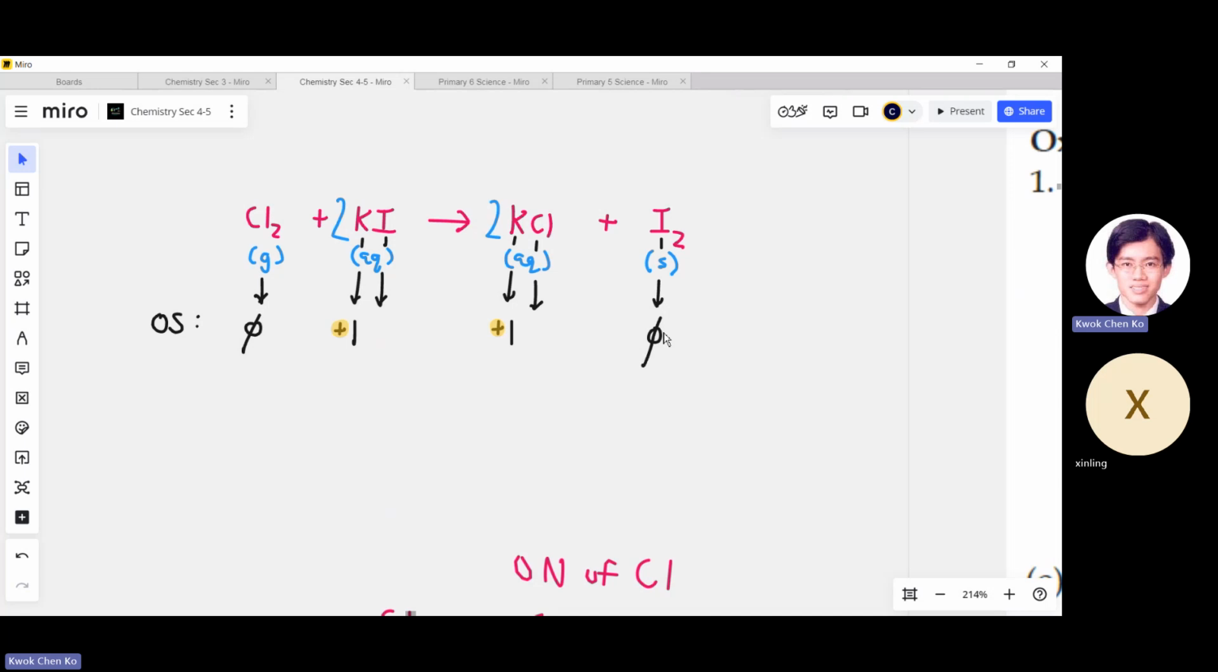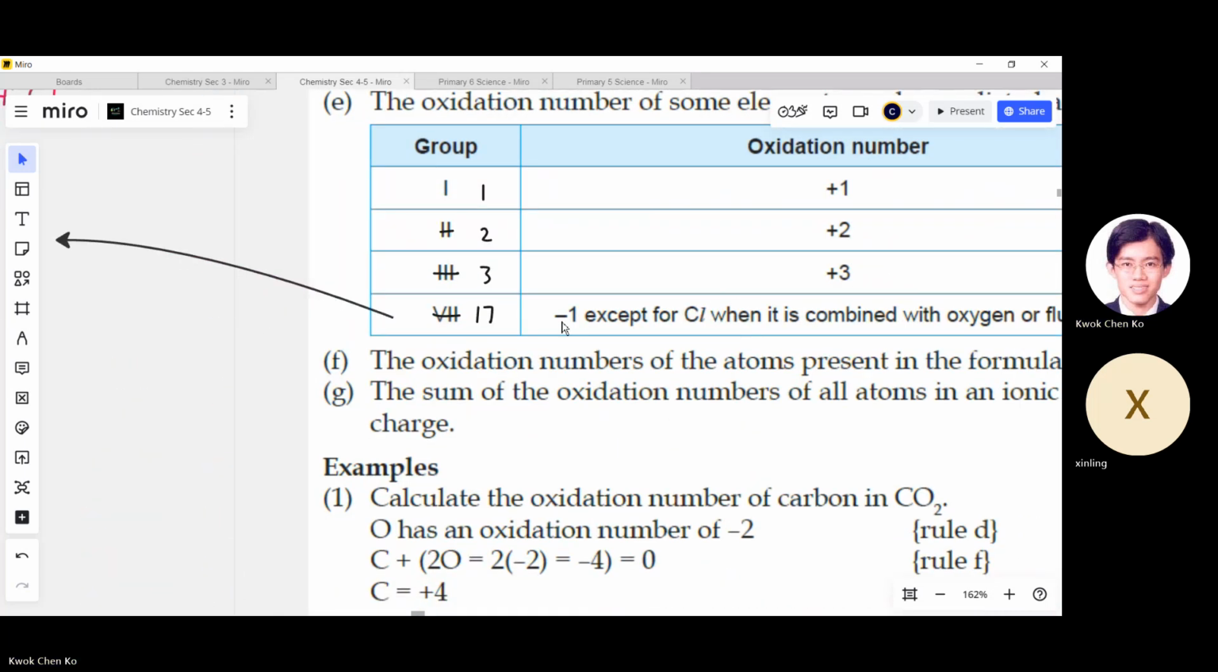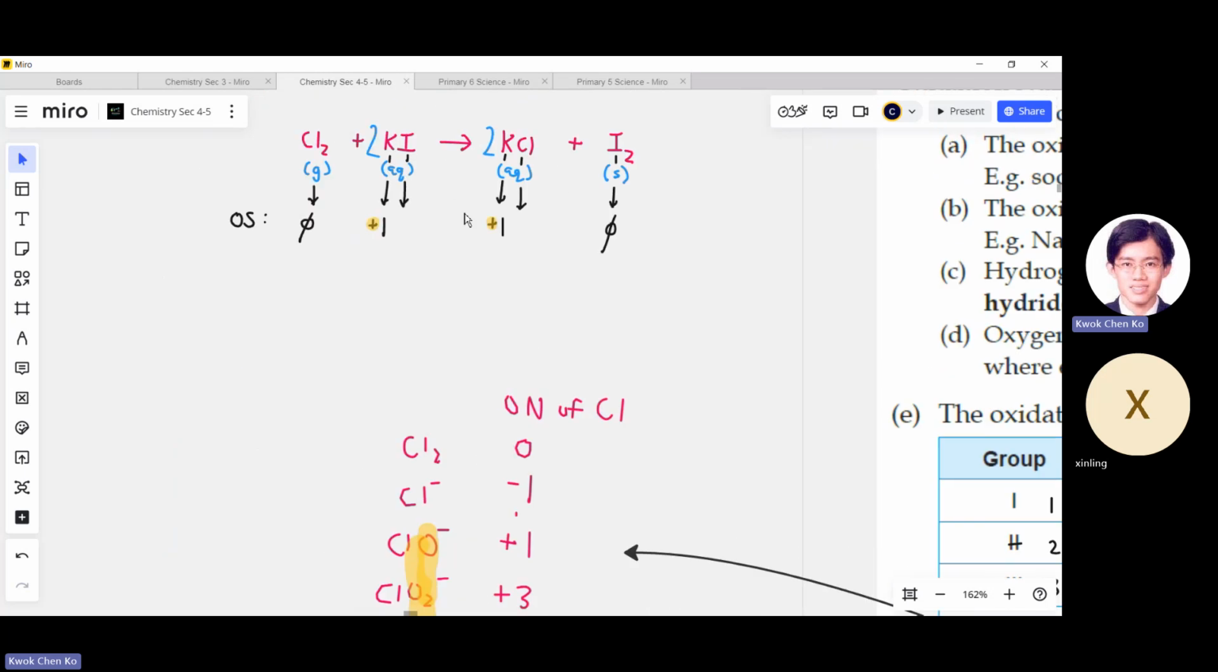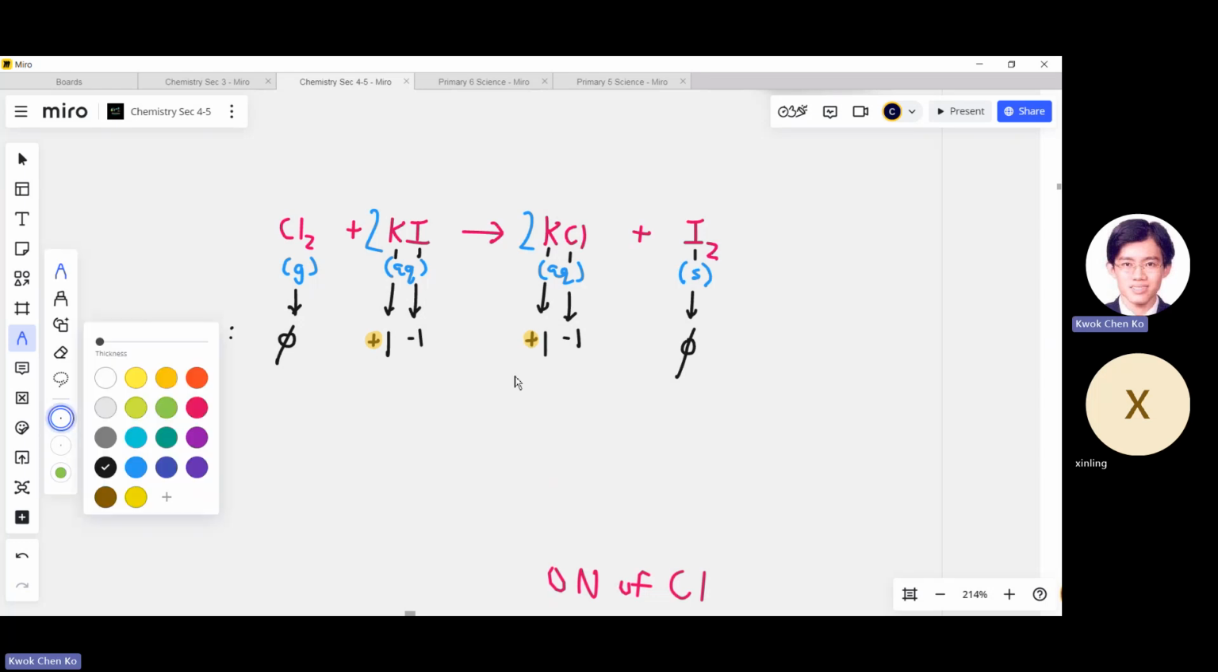So this already assigns 0. So what should I assign? -1. Okay. So iodide is -1, chloride is -1. So I have all my oxidation states. Same thing, I try to pair them up. Who pairs with who?